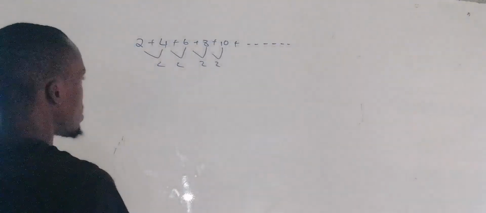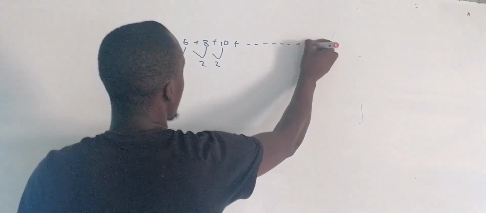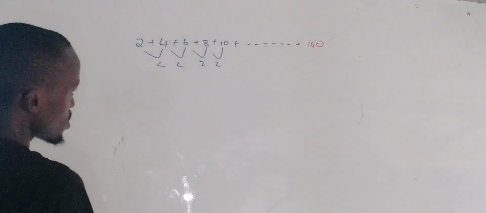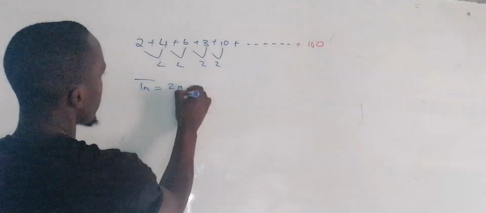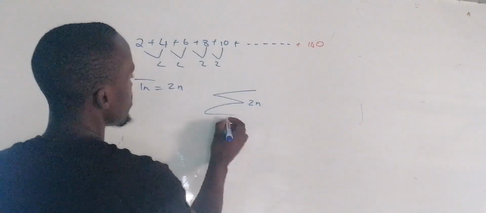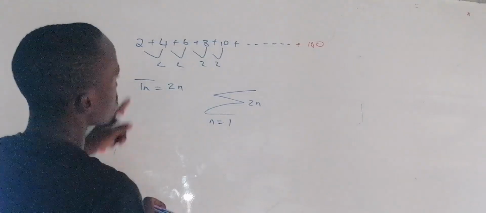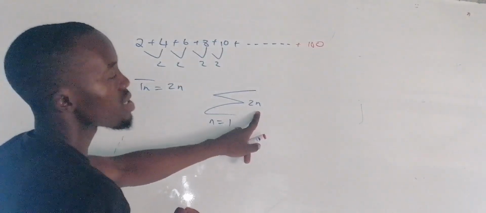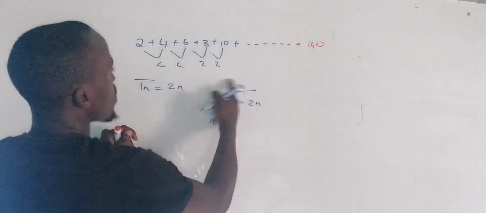Let me just use the very same example. Plus 100. So the Tn is actually 2n, right? Then sigma, it will be 2n here. Then the bottom part, it's n equals 1. Because I'll say 2n equals n, right? Therefore n equals 1. Then what about the last part?